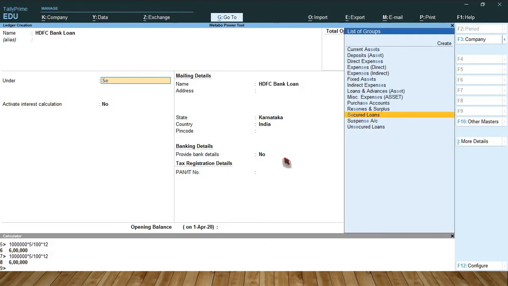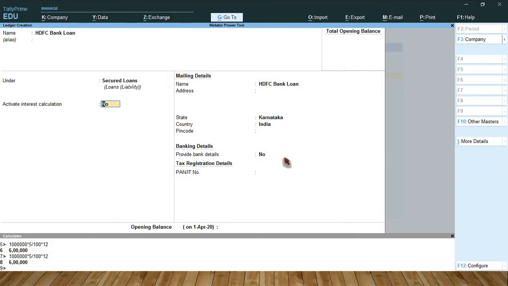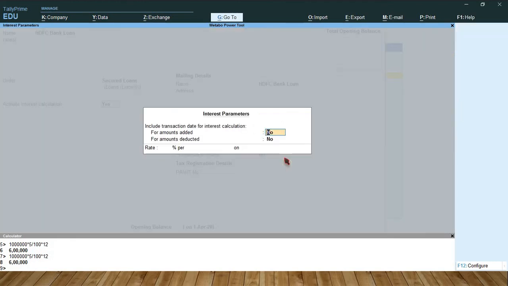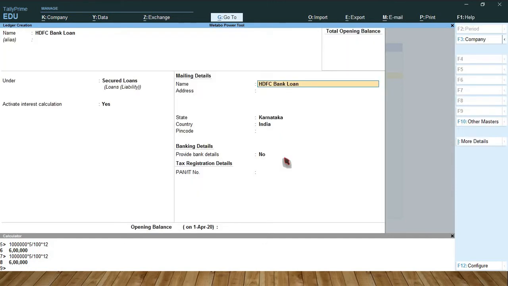Secured loan. Activate interest calculation, set to yes. For amount added, set to yes. No. So interest rate is 7% per annum. So select calendar year. Credit balance. So loan account also showing credit balances. Accept.